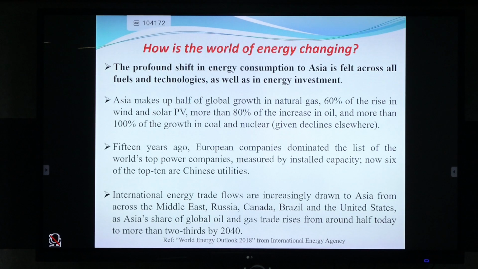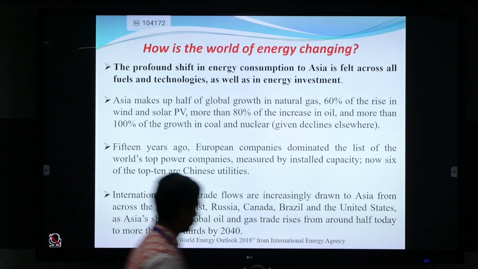So 15 years ago, European companies dominated the list of the world's top power companies, whereas now, of the top 10, 6 of them are Chinese utilities. And increasingly, the energy trade, which earlier was moving towards the developing economies in Europe and North America, is moving towards Asia.